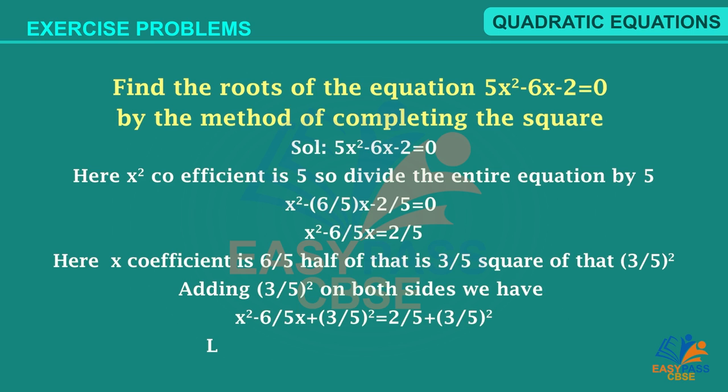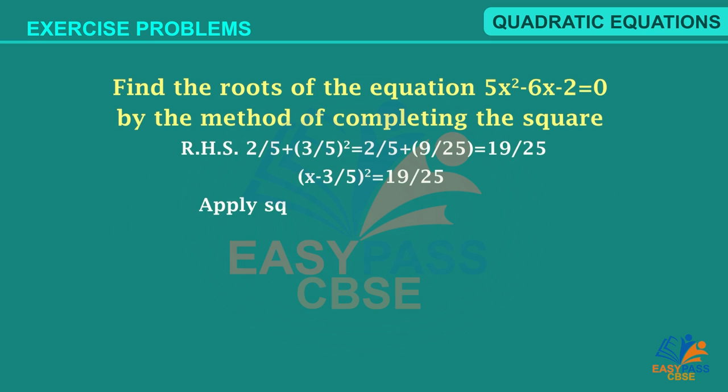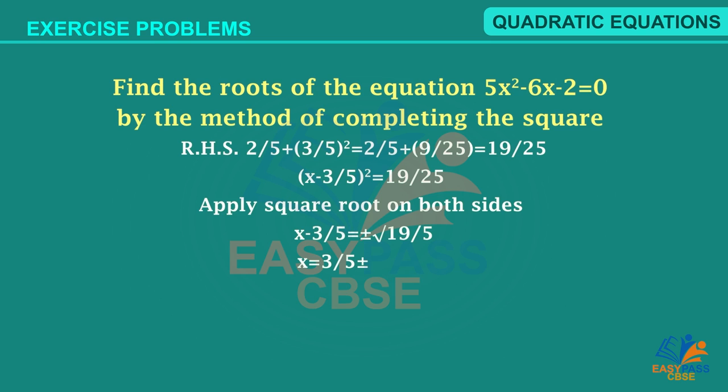So left side, by using the identity a square minus 2ab plus b square, it will become x minus 3 by 5 whole square, and the right side become 19 by 25. So x minus 3 by 5 is equal to, since 19 is not perfect square, we write plus or minus root 19 by 5. As usual, take 3 by 5 that side, become x is equal to 3 by 5 plus or minus root 19 by 5. You cannot simplify root 19 further, so case 1 gives you x equal to 3 plus root 19 by 5, whereas second one x equal to 3 minus root 19 by 5.